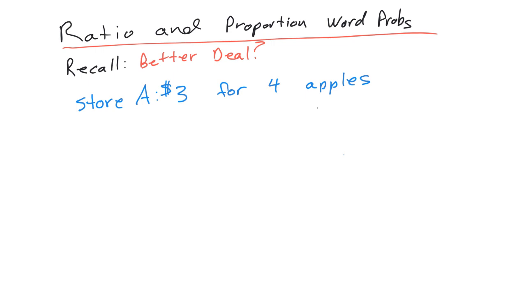Now, in order to compare store A to store B, we have to understand what store A's unit rate was. In order to calculate the unit rate, we have this thing called a rate, which is equal to just the money divided by the amount.